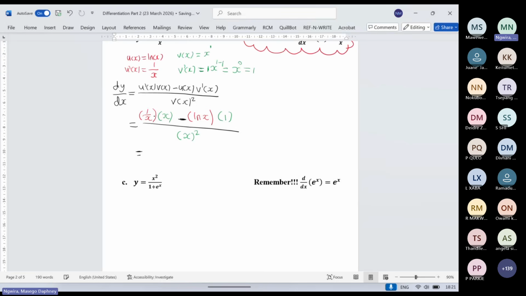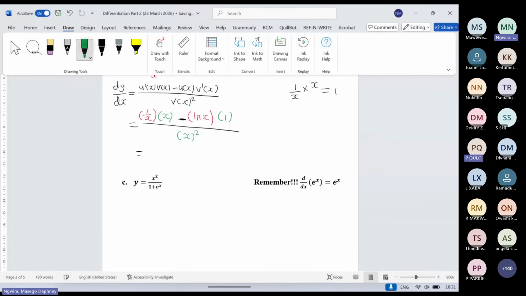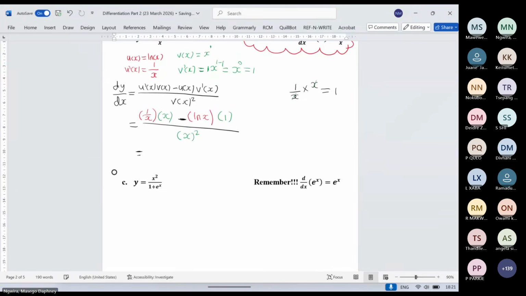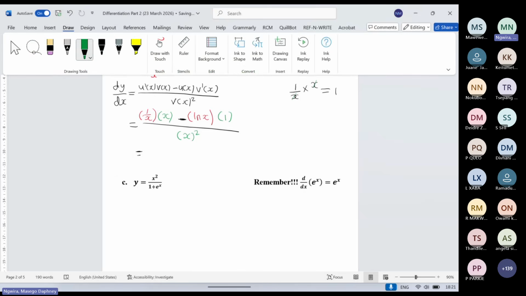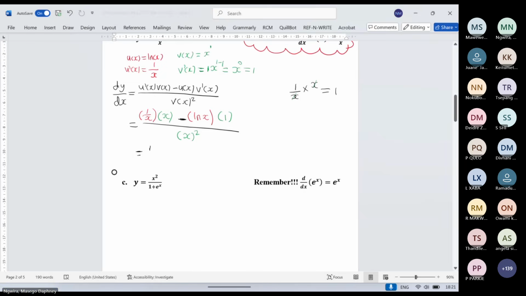And then now we can solve. 1 over x times x is 1. 1 over x times an x, the answer is 1. Why? Because these two are cancelling. So I will have 1. And then this times this is just the negative ln x, and then over x squared. That's how we do this one.